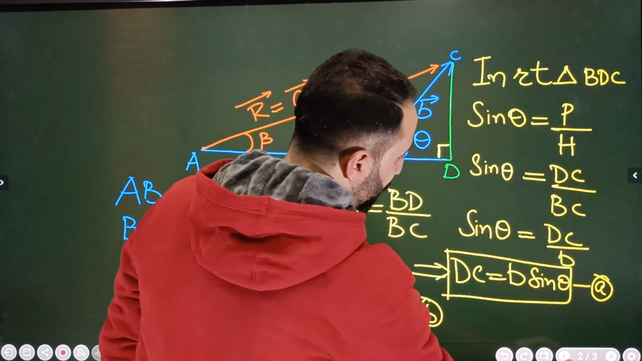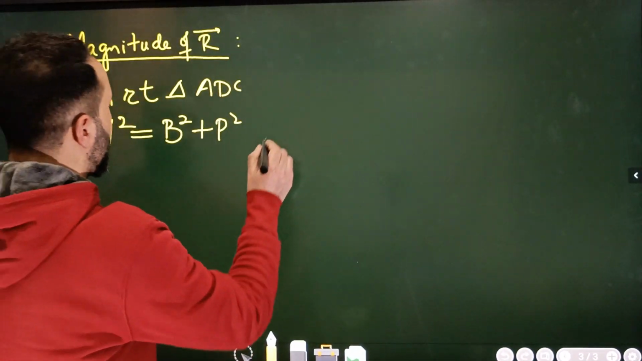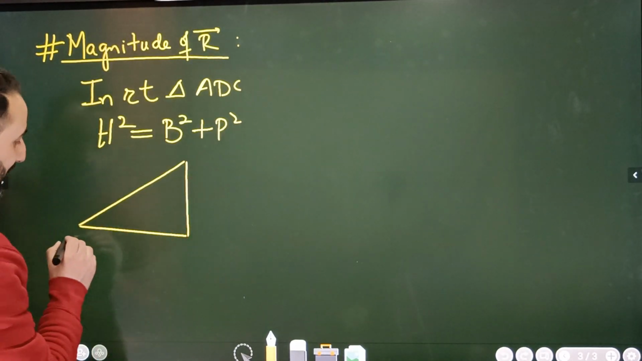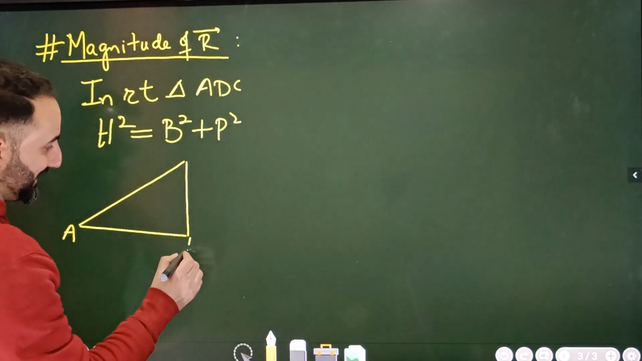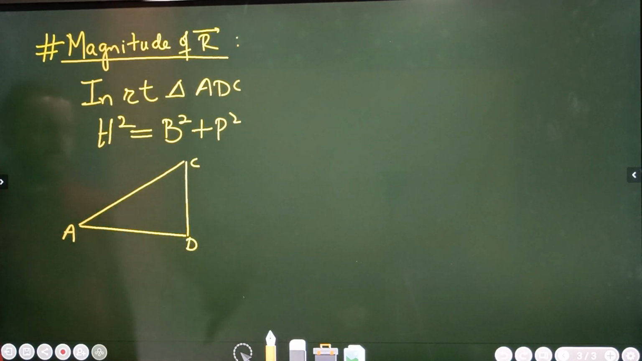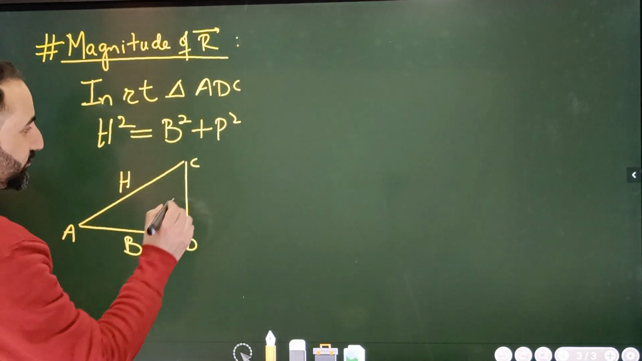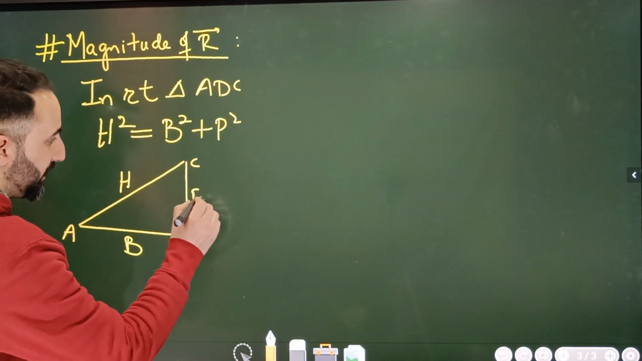Base is AD and perpendicular DC. Let me read right here. छोटा सा ट्रायंगल यहाँ पर बनाएंगे बेटा ऐसे. यहाँ ध्यान दीजिए बेटा. This is A, and this here D, and this here C, isn't it? Now this here is the hypotenuse, which is AC, and this is the base, which is AD, and this is the perpendicular, DC.